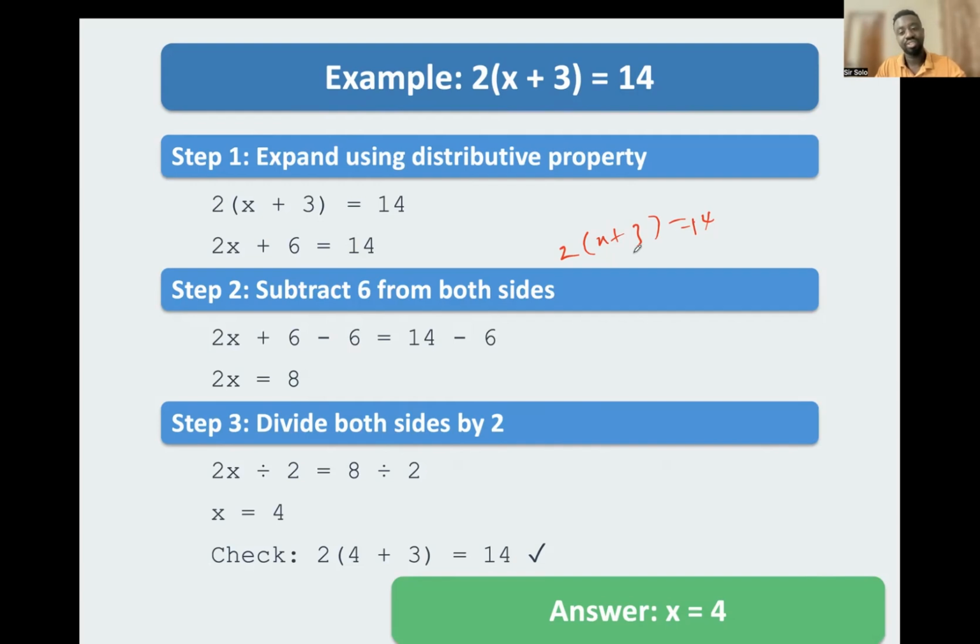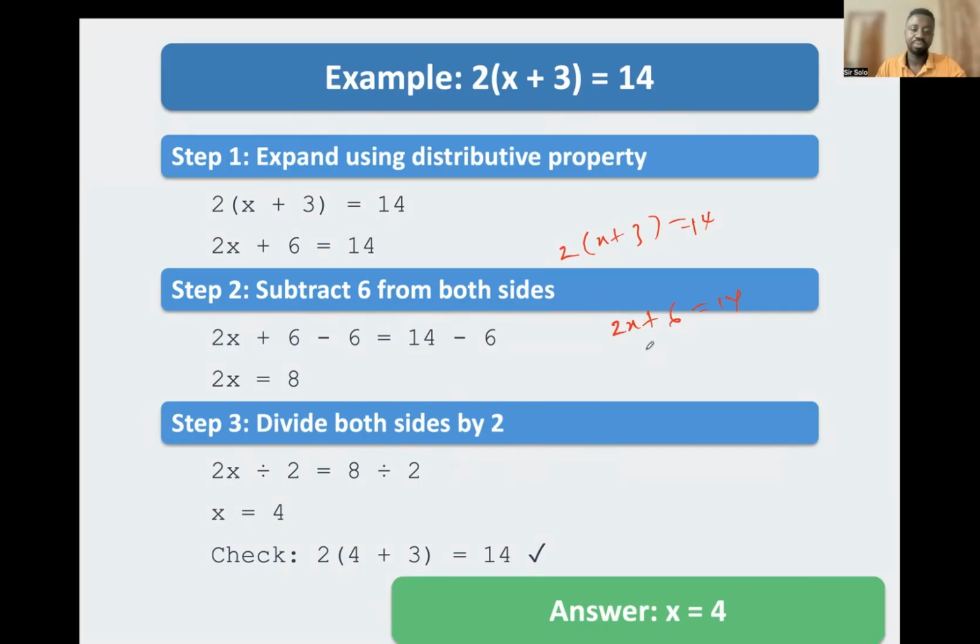You see how the algebraic expressions work? So first of all, go back and learn more about that. If you multiply 2 by x, and you multiply 2 by 3, you are going to have 2x plus 6 is equal to 14.